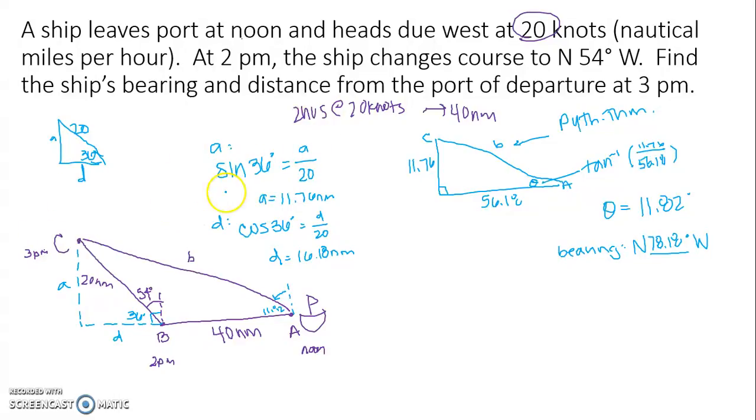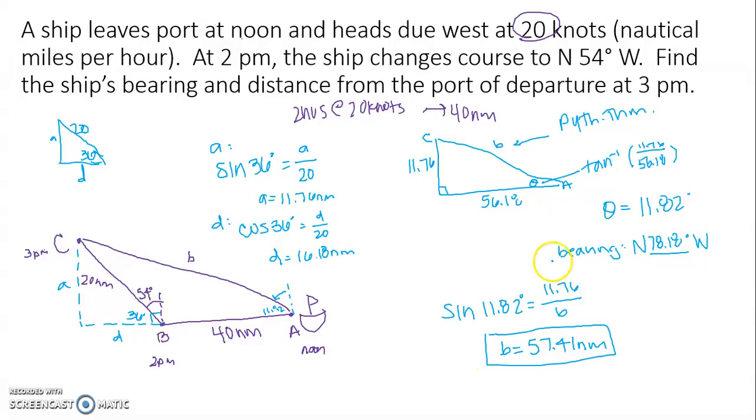Now that I do know that angle on the inside though, again I could use sine or cosine. I'm just going to go with sine. So sine of that angle is equal to the opposite over the hypotenuse. If you did Pythagorean theorem, you should have gotten the same thing or very close, just depending on rounding. But I'm getting 57.1, and that would be nautical miles. That would be my straight distance from where I started to where I ended up.